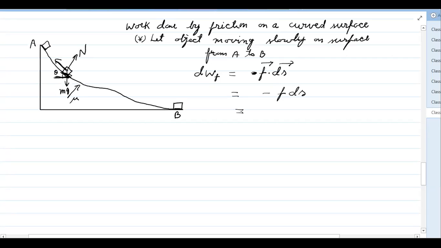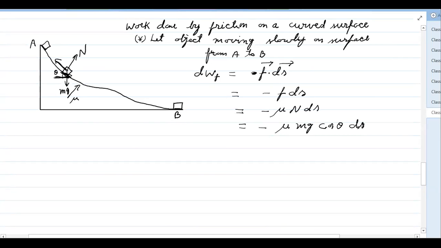And the value of friction is how much? It is mu times normal into ds. So how much is the normal force? Is it mg cos theta? So mu mg cos theta into ds. Okay, so we can write like this.